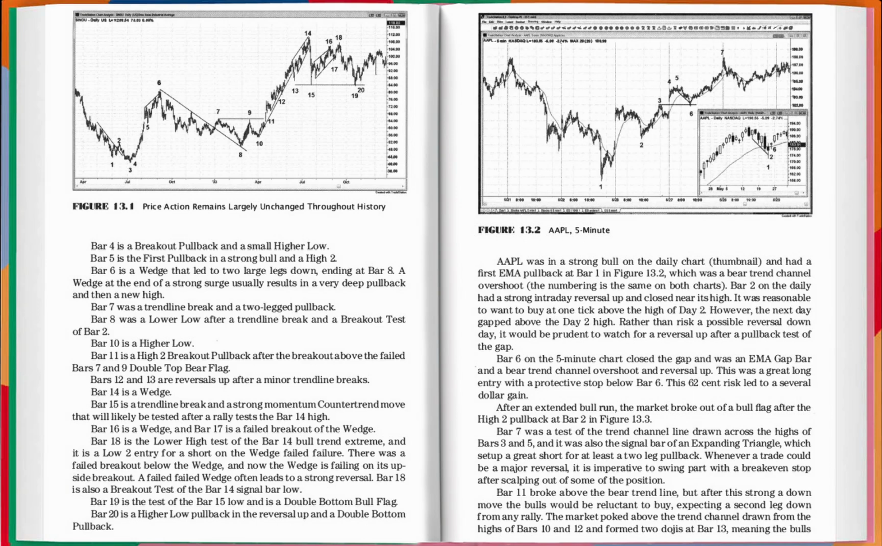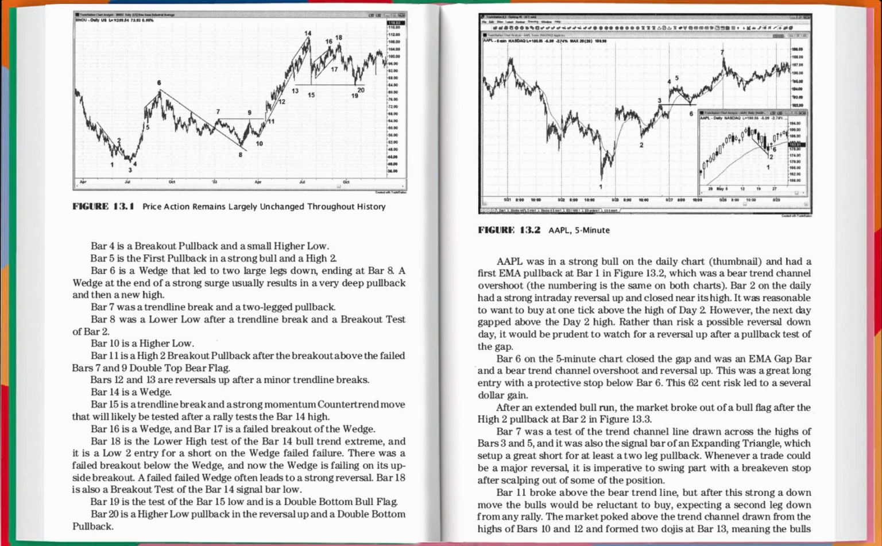Bar 6 is a wedge that led to 2 large legs down, ending at bar 8. A wedge at the end of a strong surge usually results in a very deep pullback and then a new high. Bar 7 was a trendline break and a 2-legged pullback. Bar 8 was a lower low after a trendline break and a breakout test of bar 2. Bar 10 is a higher low. Bar 11 is a high 2 breakout pullback after the breakout above the failed bars 7 and 9 double top bear flag. Bars 12 and 13 are reversals up after a minor trendline breaks.